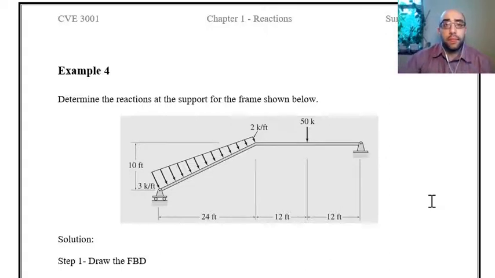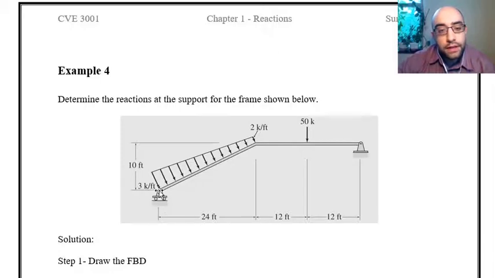As you all know, the first step in finding the reactions and in general in structural analysis is to find the free body diagram, meaning we have to look at the supports and put the corresponding forces for each support that we have in the structure. This is my structure. Let's see how we can put the forces instead of the supports.